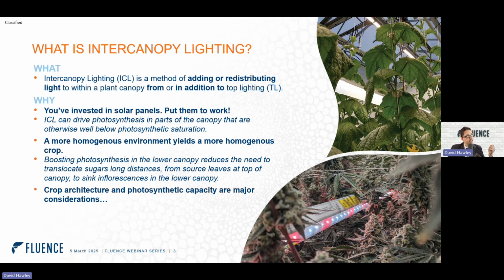And what's more is that cucumber isn't really as light hungry as cannabis, meaning that those upper leaves are much more likely to get photosynthetically saturated than those lower leaves. So for a whole lot of reasons, putting intercanopy light in a crop like that makes a lot of sense. You have a shadowy area that could be adding value to the crop versus a part of a canopy that's already photosynthetically saturated. That may not be the case with cannabis.